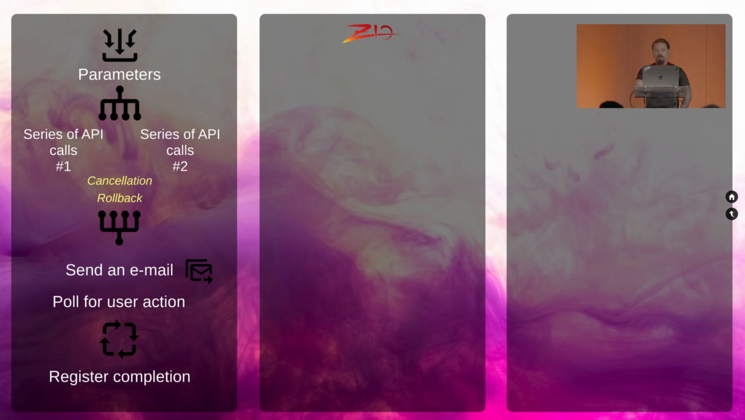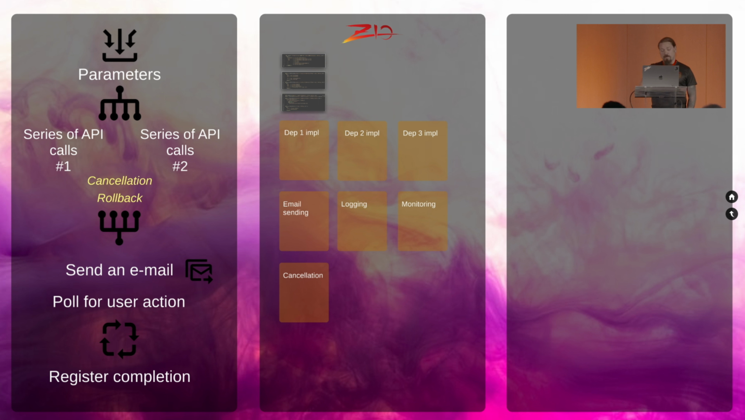And if we want to actually run this, then first of all, we have to start implementing all these external dependencies. We need something to send the email with. Then we probably want to add logging and monitoring to all these components. Then we have to do something about this cancellation that I mentioned. We need to be able to stop the workflow at any time in a proper way.